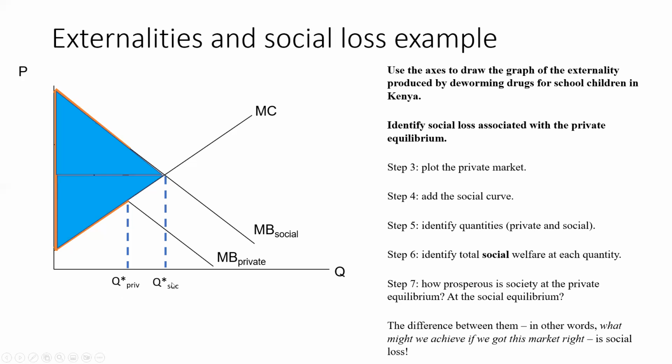In other words, if we move from Q star private to Q star social, there would be additional surplus to be gained. And the fact that we're stuck at Q star private in the absence of government action means that we have to give up something. We have to give up some of the benefit that would appear in blue because we're stuck at what's in orange. So I think from that, you can fairly clearly identify which of the little areas on this triangle is social loss. And that is the concept of externalities and social loss.